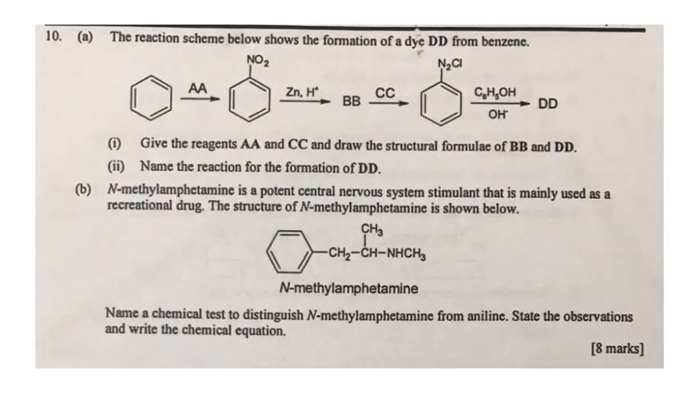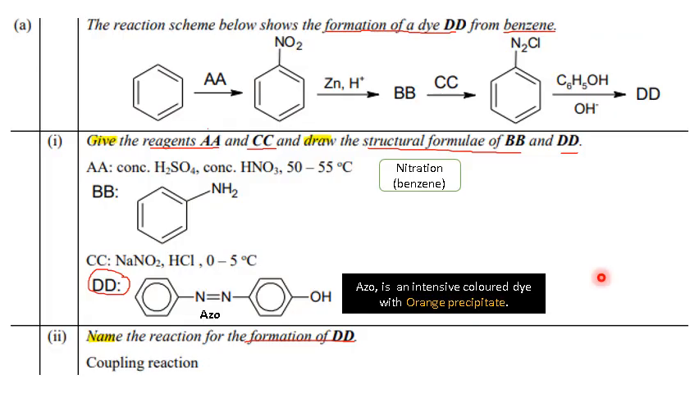This is question 10. Let's discuss and analyze question 10. The reaction scheme below shows the formation of a dye from benzene. It starts from benzene and then forms a nitro compound, so this is actually nitration of benzene. The reagent for A is concentrated H2SO4 and concentrated nitric acid at 50 to 55 degrees Celsius.